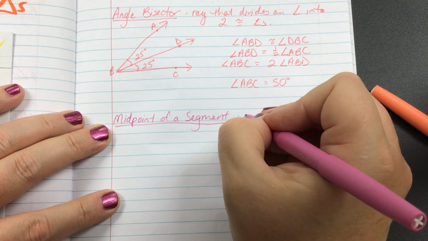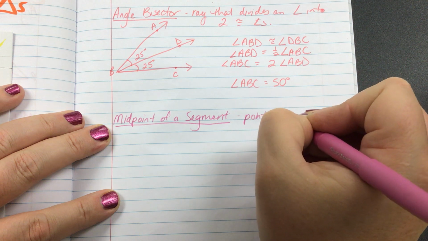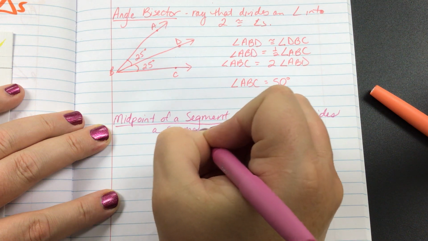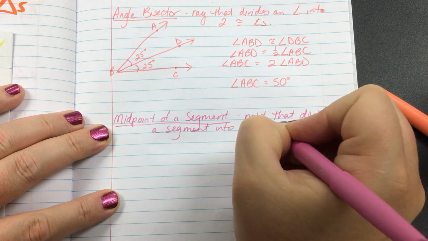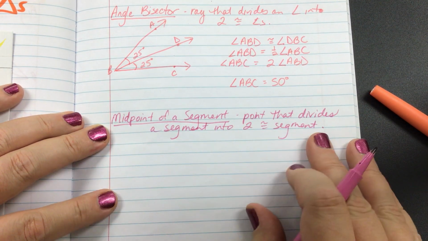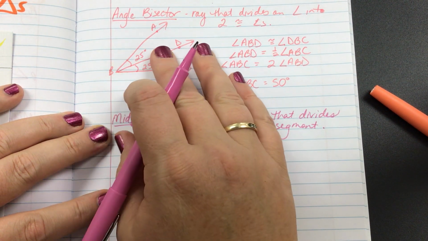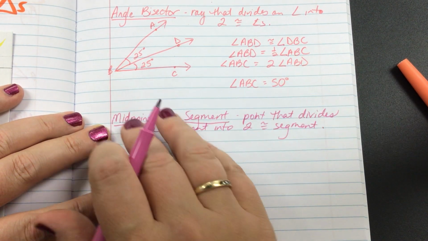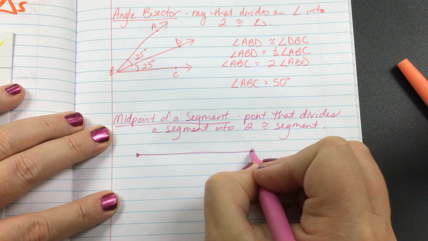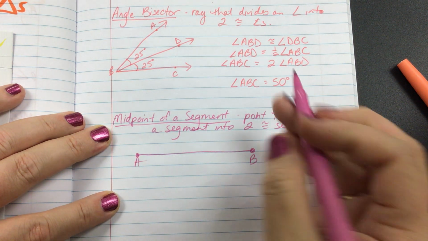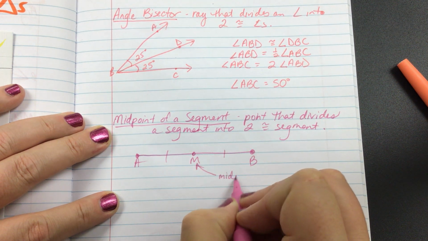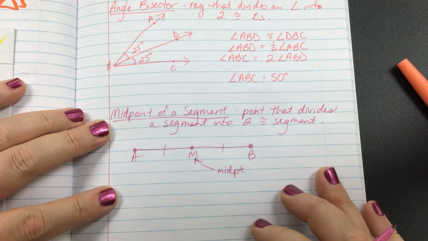Okay, so midpoint of a segment is a point that divides a segment into 2 congruent segments. So an angle bisector divides an angle into 2 congruent angles. A midpoint divides a segment into 2 congruent segments. So if I would draw a picture, so if I have segment AB, if point M is the midpoint, that means that AM and MB are the same length.